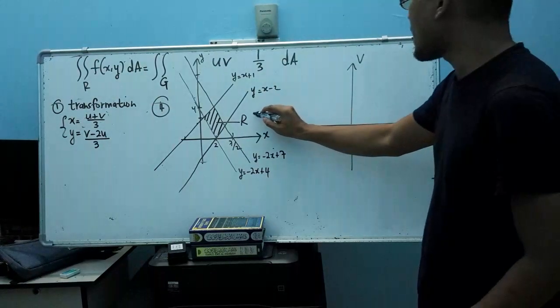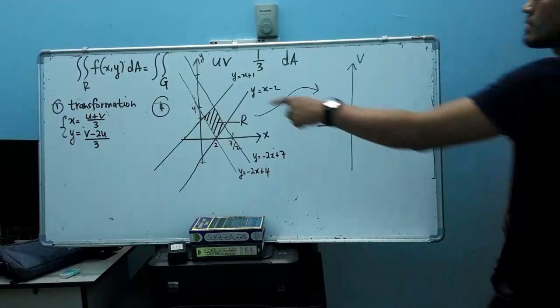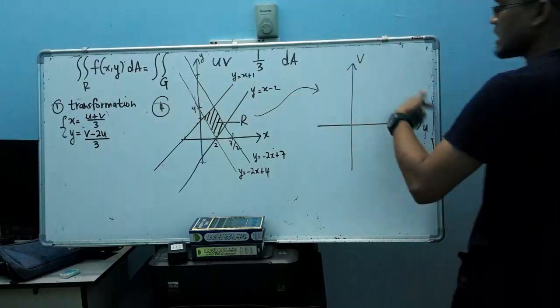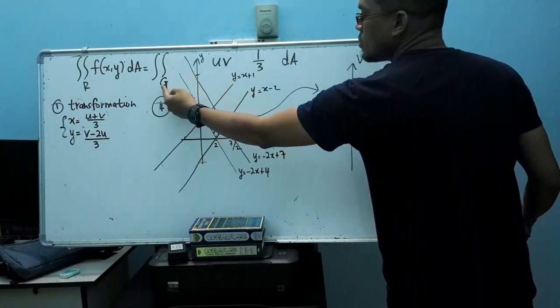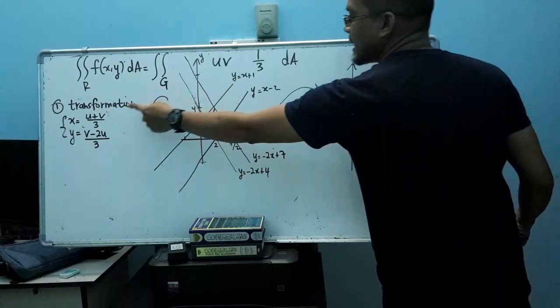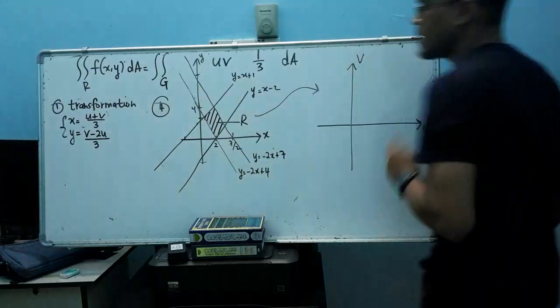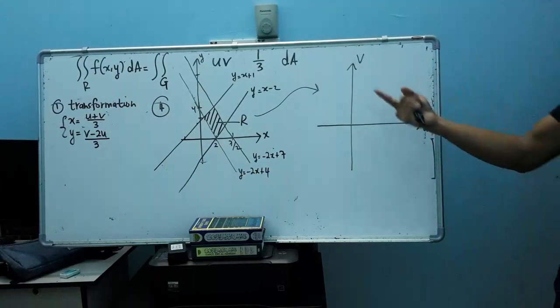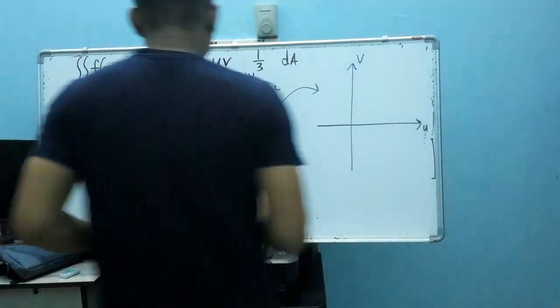So meaning that my R here we need to transform into G, where G is a closed region in the UV plane. Of course G here will be our new region of integration under this transformation. So now for the fourth step, how can we find our G here?